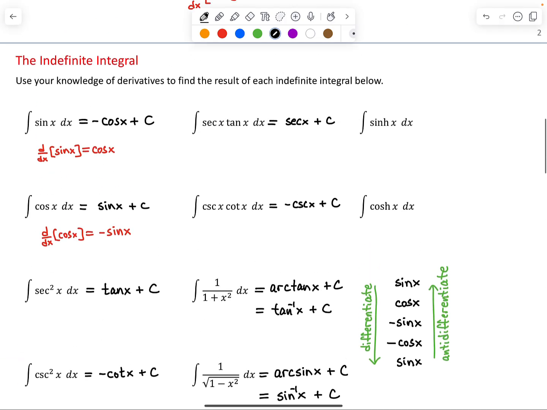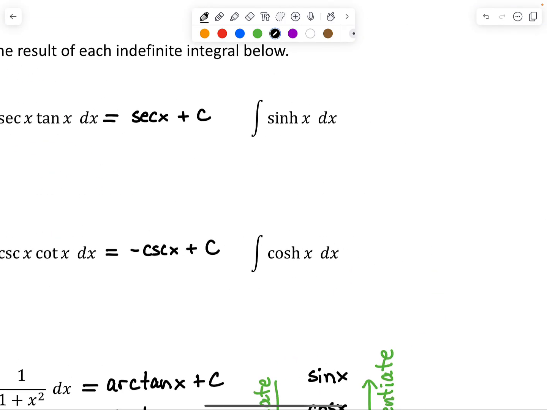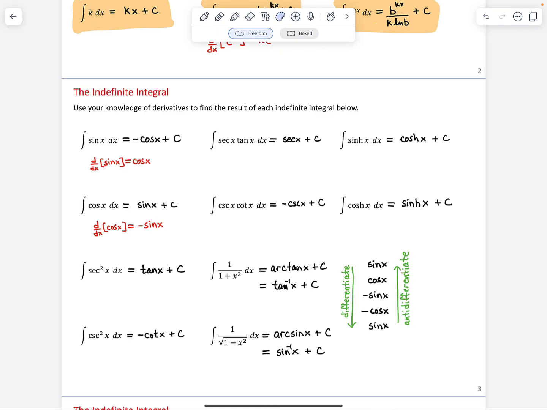All right, next one on this page, hyperbolic trig. Now, hyperbolic sine and cosine, when you differentiate them, they go back and forth without producing any negatives. The antiderivative of hyperbolic sine of x is just hyperbolic cosine of x. No need to think about whether it should be negative or not. And the integral of hyperbolic cosine of x will be hyperbolic sine of x plus C. Again, no negative to think about. All right, next page.